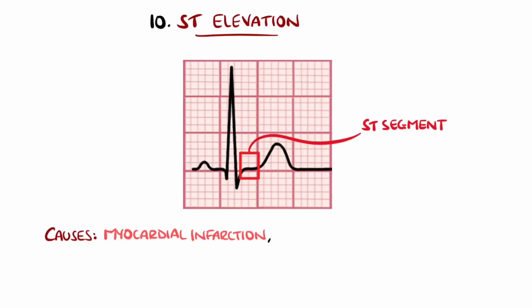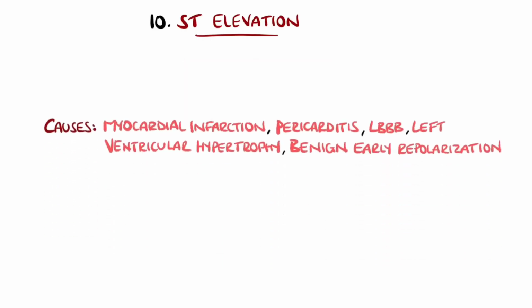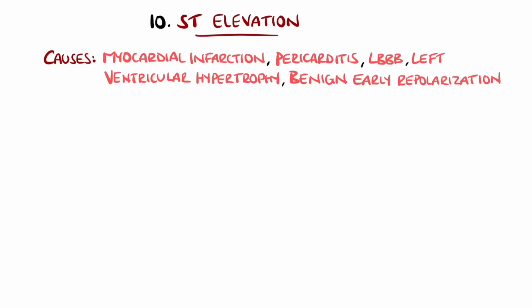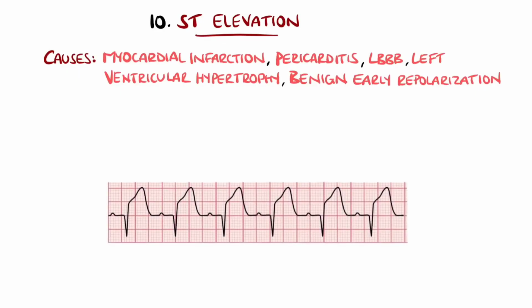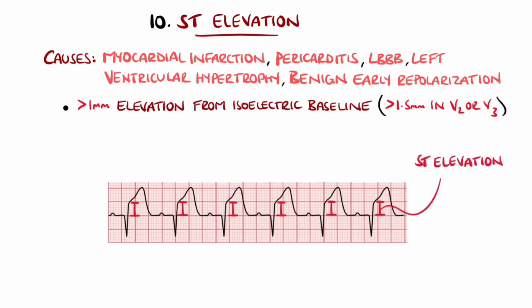However, there can be many other causes too, including pericarditis, left bundle branch block, left ventricular hypertrophy, and even a normal finding, such as in benign early repolarization. Typically, the elevation is defined as more than 1 mm from the isoelectric baseline in any lead, apart from leads V2 and V3 that generally require at least 1.5 mm.